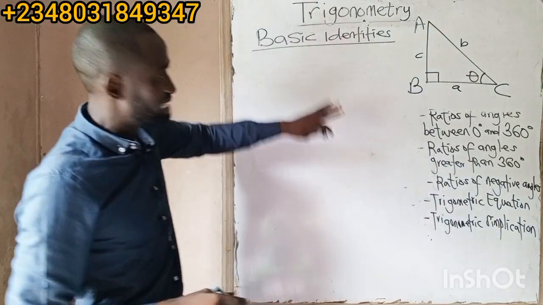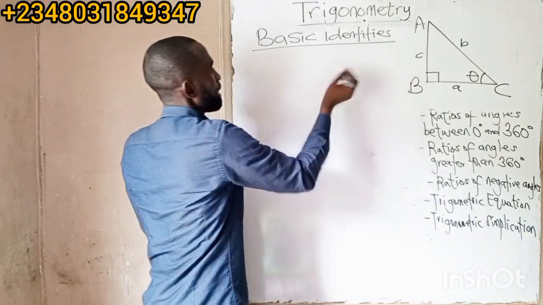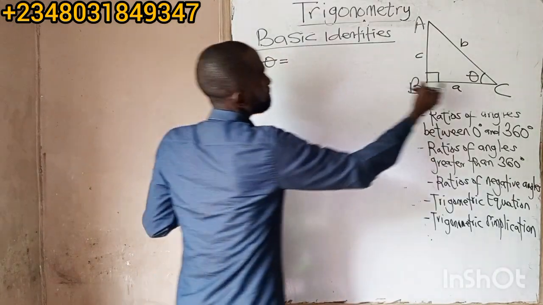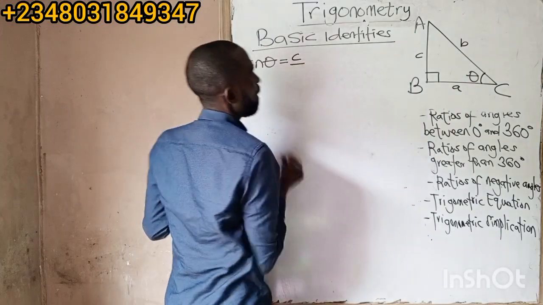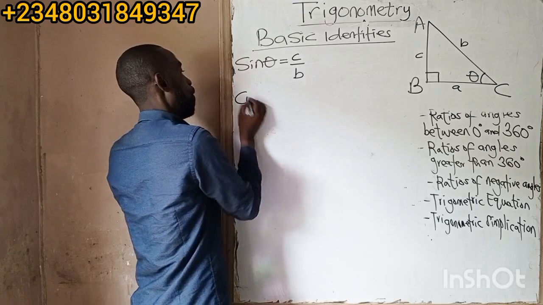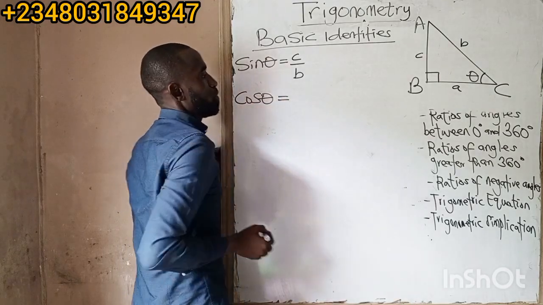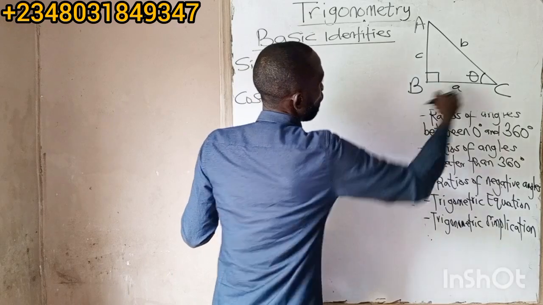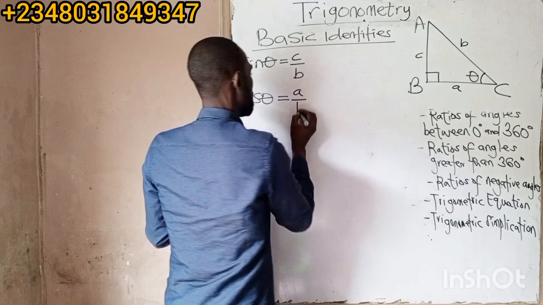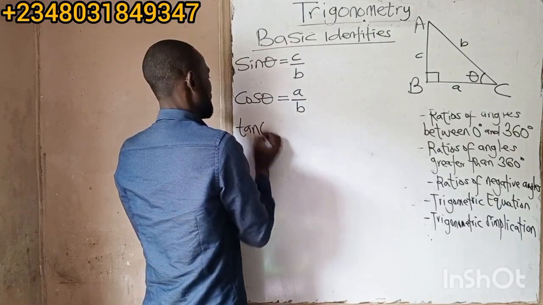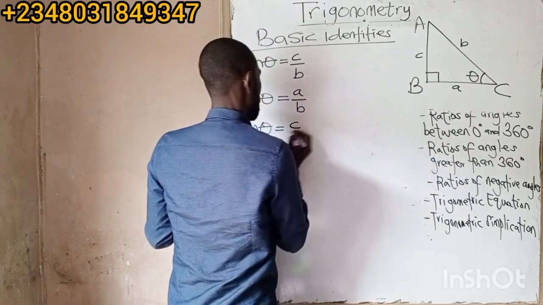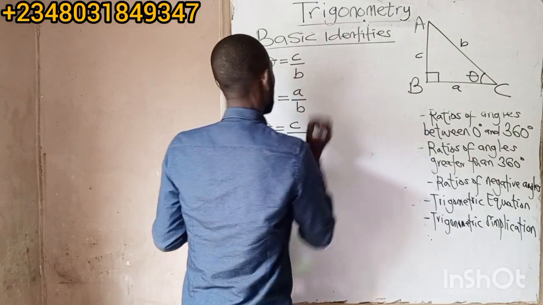Before I tell you all the identities, let me show you something. So class, from here, what is sine theta? Sine theta is equal to opposite, c, all over hypotenuse, b. What is cos theta? Adjacent, a, all over hypotenuse, b. And tan theta is opposite c all over adjacent a.